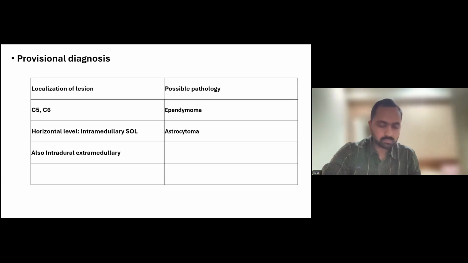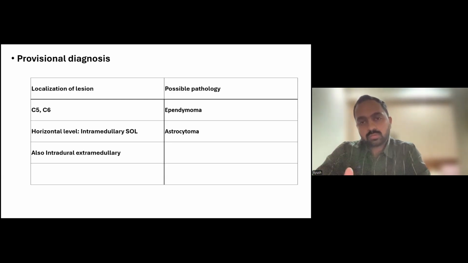So you want to add on some other pathologies like ependymoma, astrocytoma? Any other pathology you would like to add, Ayush? If I'm considering the intramedullary ones only, I can add METs also, sir, or myxopapillary. Myxopapillary at C5 C6 levels, that is not acceptable. Ependymoma, astrocytoma, any other intramedullary pathology that you can name? As of now, I'm able to recall myxopapillary ependymoma and astrocytoma only.